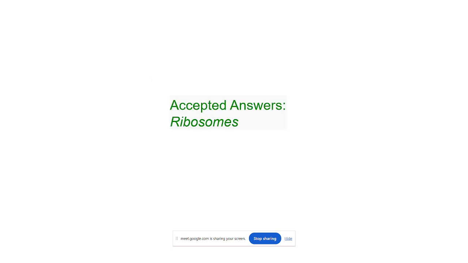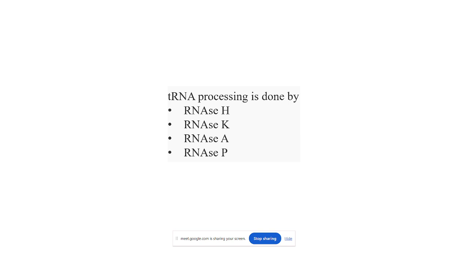Okay. Next question is, tRNA processing is done by RNase H, RNase K, RNase A, or RNase P. So, which of the RNA is required for the processing of the tRNA? This we have studied, I think, in the last class also. We have studied in detail how tRNA processing occurs. And today also, in lecture 1, we have discussed how tRNA processing occurs. So this should be clear to you guys.